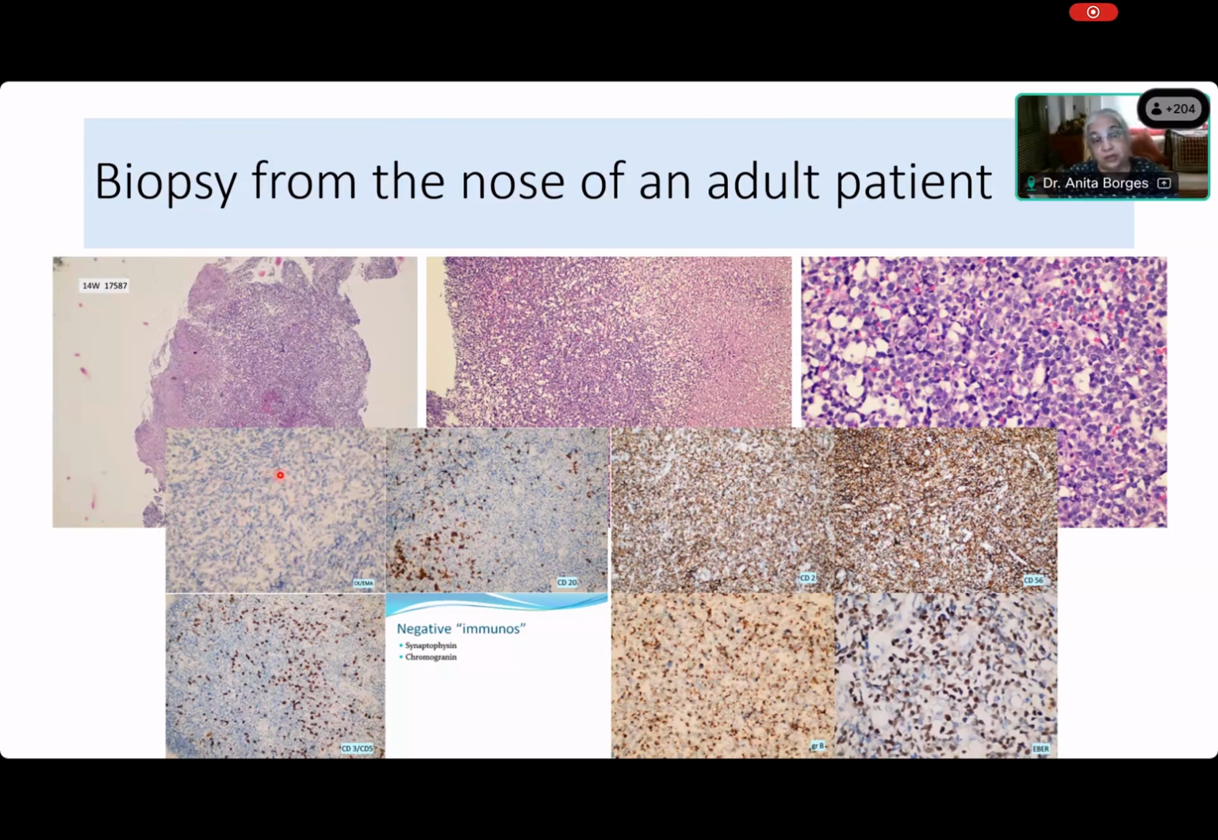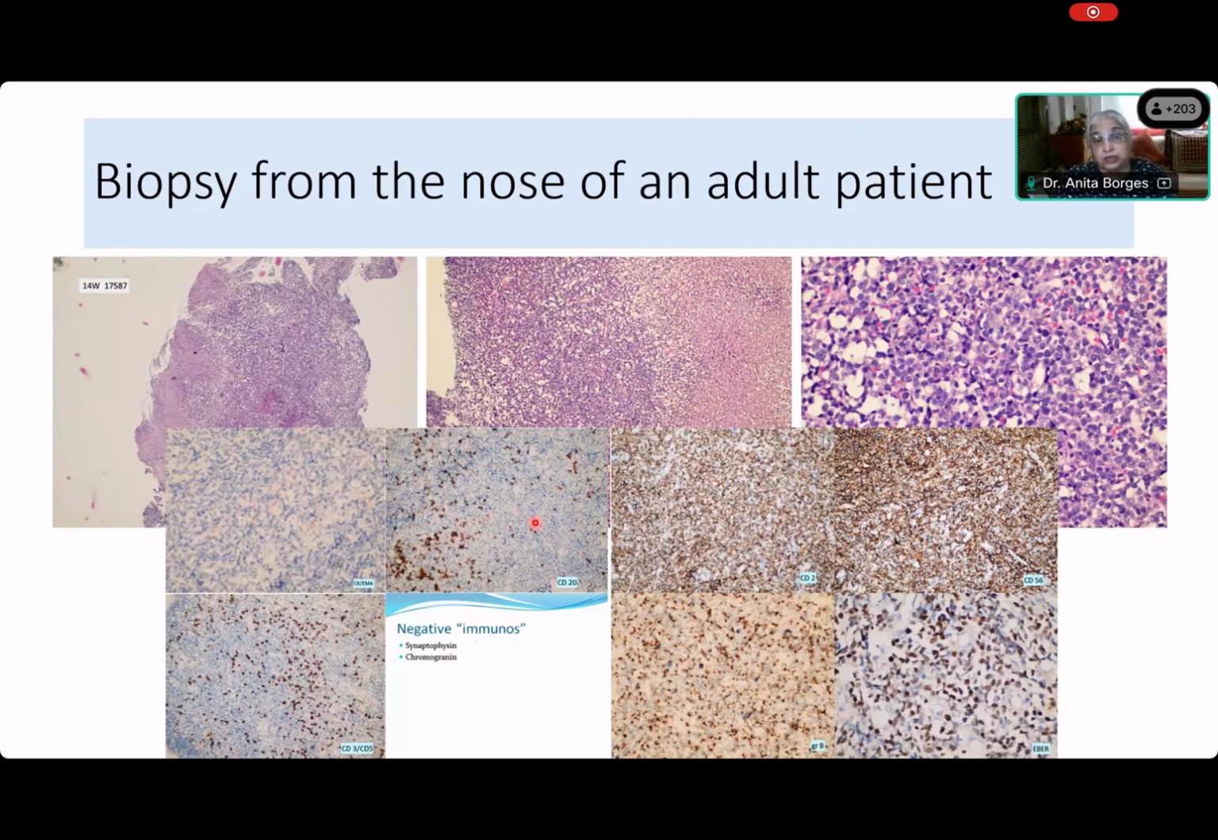All right. So we have to do our immunohistochemistry based on the differential diagnosis. One of the differential diagnoses is a very poorly differentiated neuroendocrine tumor. It could be a lymphoma. It could be some kind of melanoma. It could be an olfactory neuroblastoma. It could be many things. Now CK, EMA is negative. Synaptophysin, chromogranin is negative.